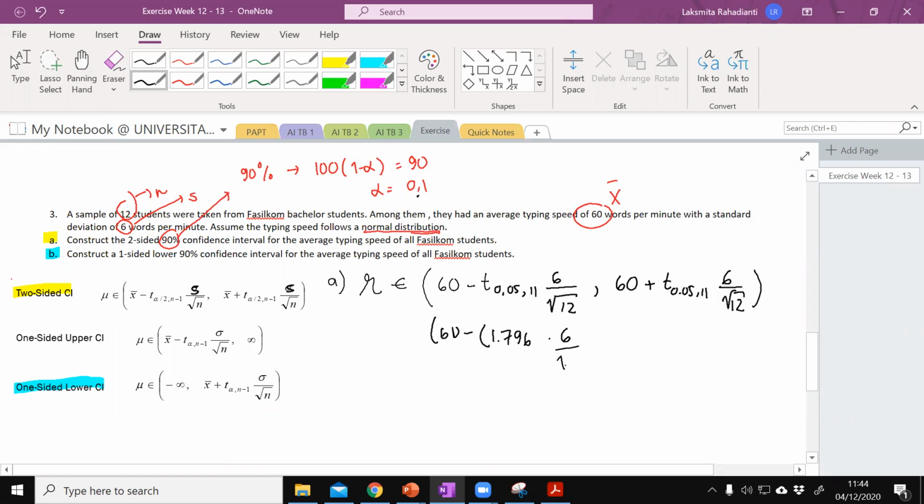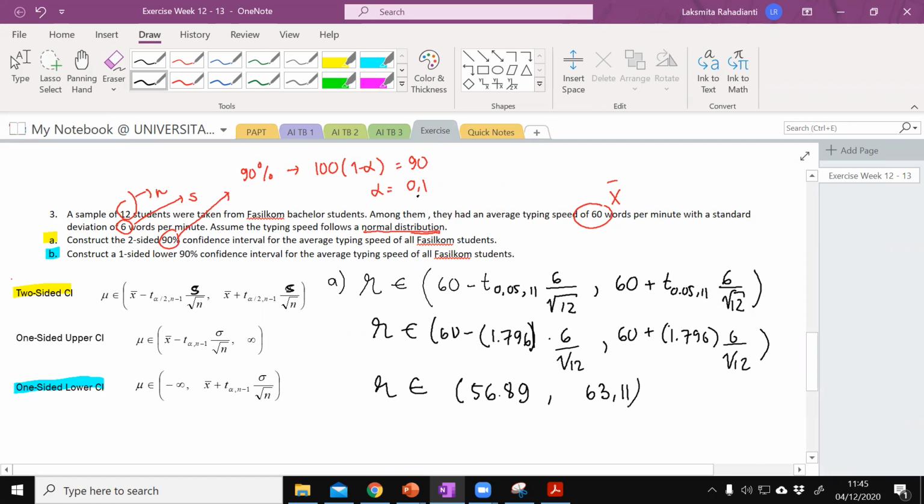Over these computations, this is 1.796 over 12. So you guys can continue this computation using your calculator, but I've already pre-computed it for you. This will be on this end, it's 56.89 and 63.11 for the upper limit.